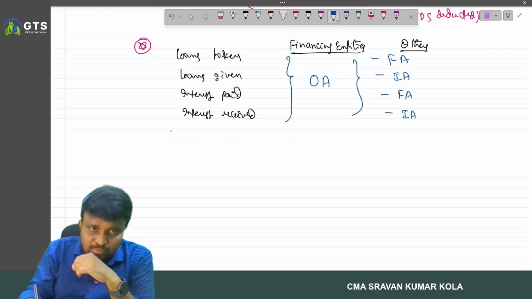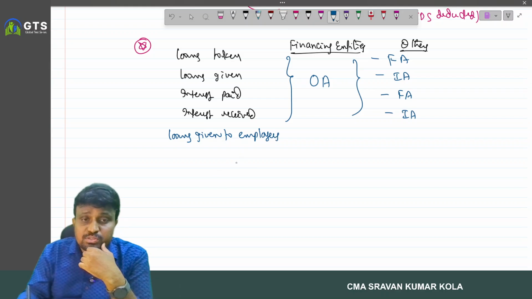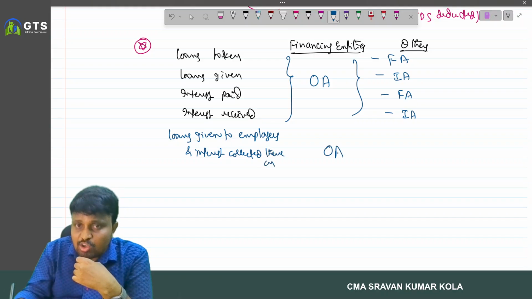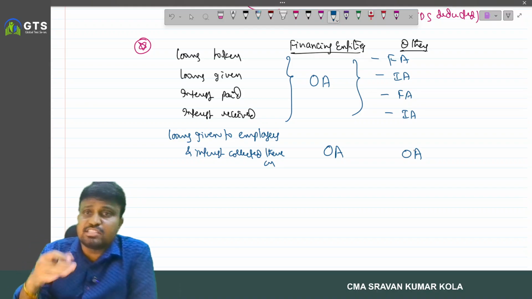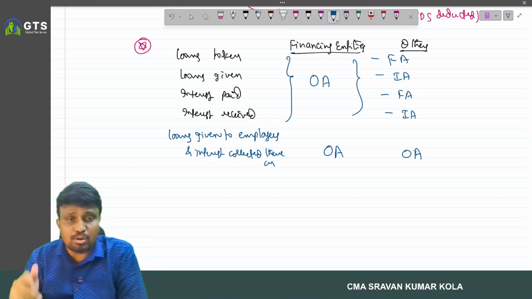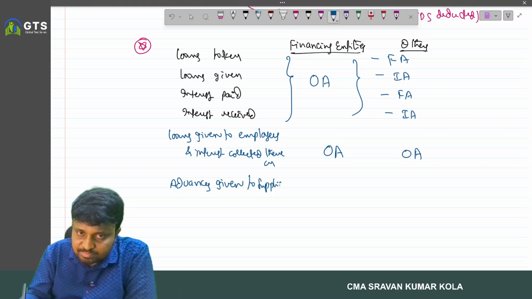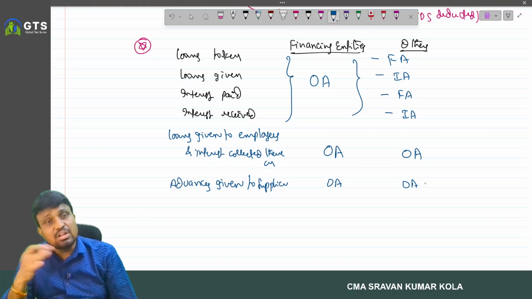And one more important point is, for example, any loans given to the employees, and interest collected thereon, is always an operating activity in any case, whether it is a financing entity or any other entity. And any advances given to the supplier is also what? Operating activity. Any advances given to the supplier are also covered under operating activity.